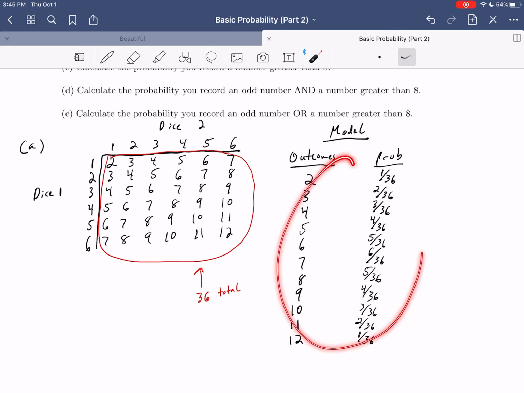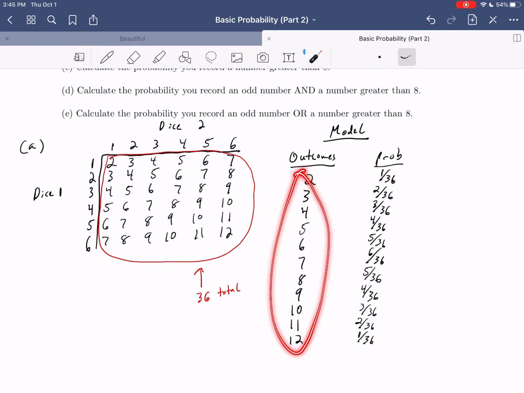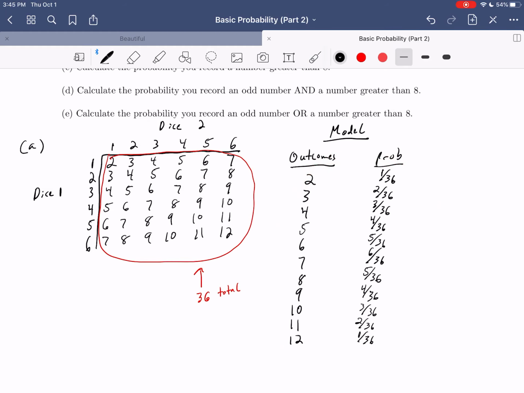Now, what is this really telling us? Well, it's telling us these outcomes are definitely not equally likely, right? Something like a 2 is very rare. To get a 2, you have to get a 1 and a 1. Something like a 7 is the most common because 7 can happen in a bunch of different ways. Something like 6 and 1, 5 and 2, 4 and 3, 3 and 4, 2 and 5, 1 and 6. All of those yield a 7. So a 7 is much easier to get than a 2 is in this situation. So that's what this probability model is telling us.